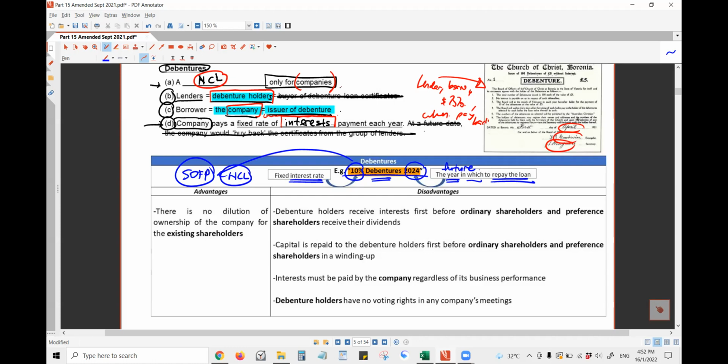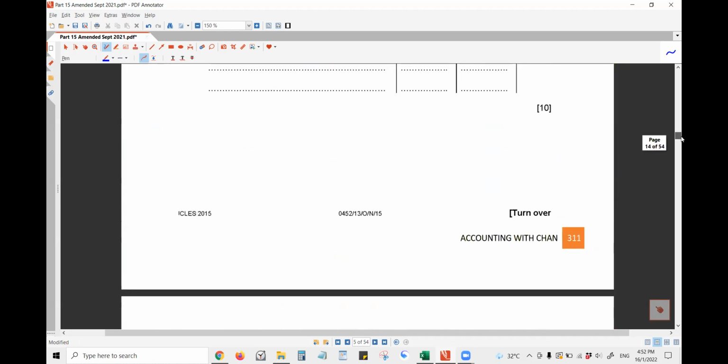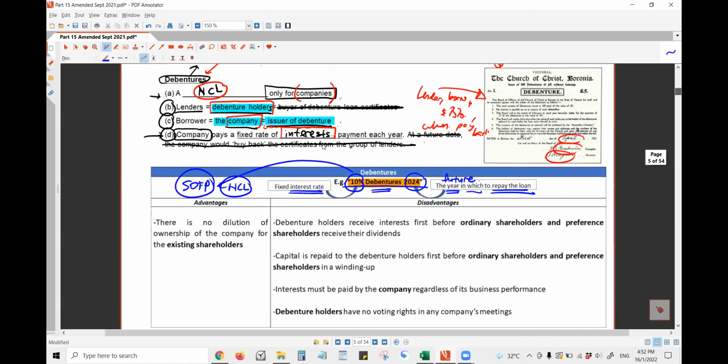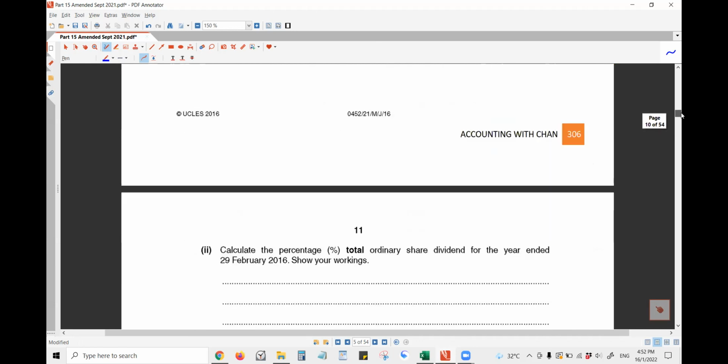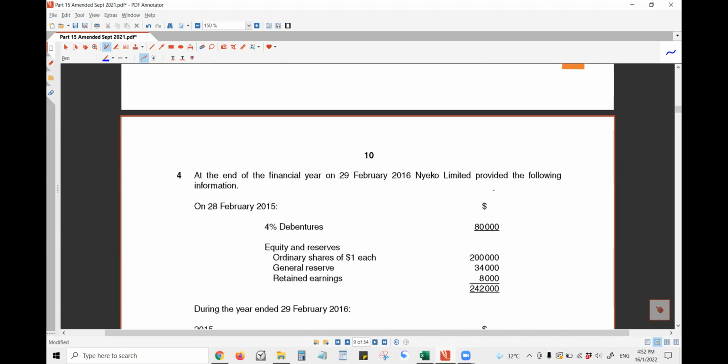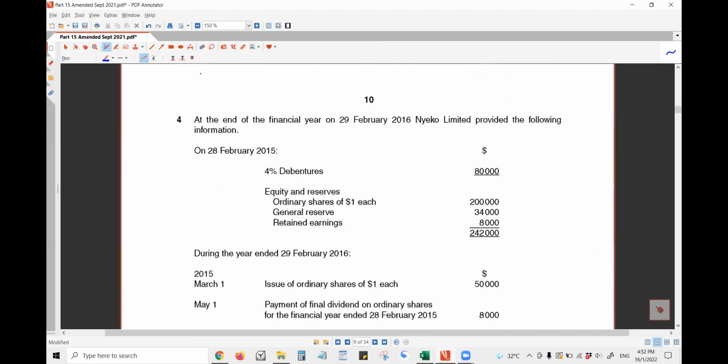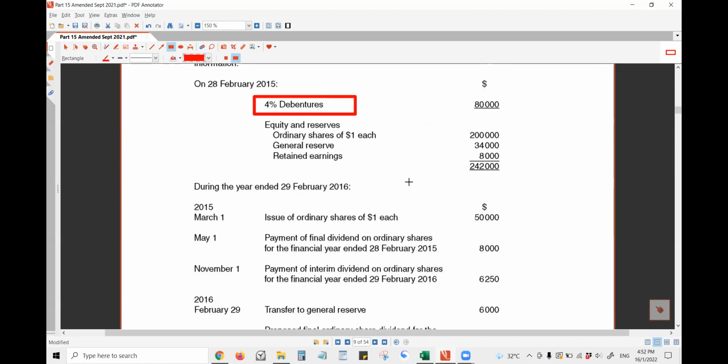Okay, I show you one example. You stay on this page. You look at my screen. Here. But this one is slightly not complete. 4% debentures lacks the year. Here it lacks the year.